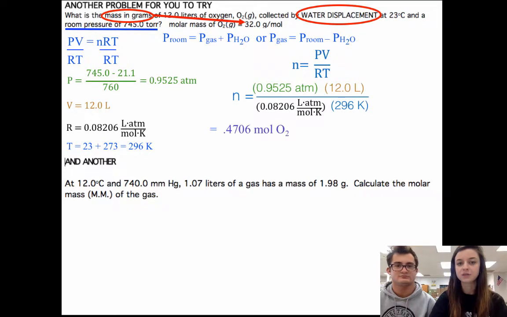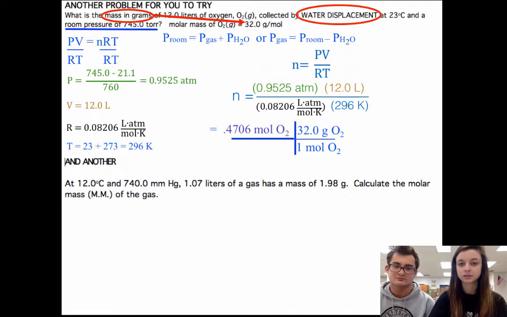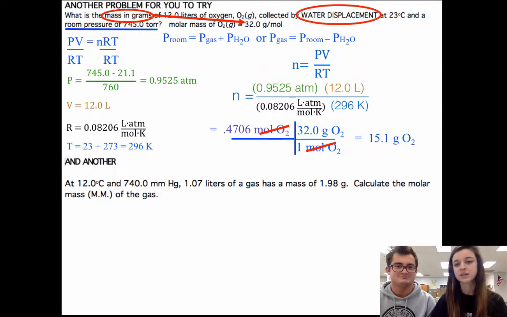We end up getting 0.4706 moles of O2, but it's asking for grams, so how are we going to do that, Josh? What do you think? Do we use the molar mass now? And we're going to make our train tracks here. So after you calculate that, you get 15.1 grams of oxygen. Shouldn't it be 4 sig figs? Nope, it's 3 sig figs because our least amount of sig figs is 3 with the 12.0 liters. I see.